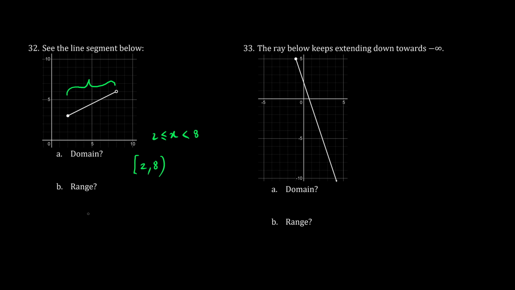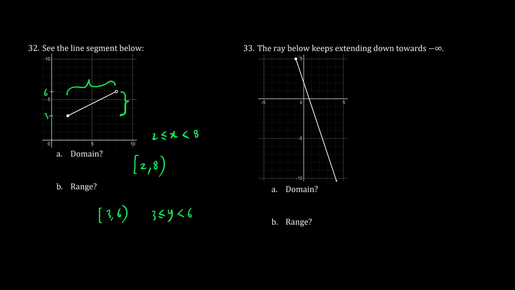And the range is concerned with how far the graph extends vertically only, up and down. The lowest value would be 3, and the highest value would be 6. So from 3 to 6, y would be greater than or equal to 3, which is less than 6.